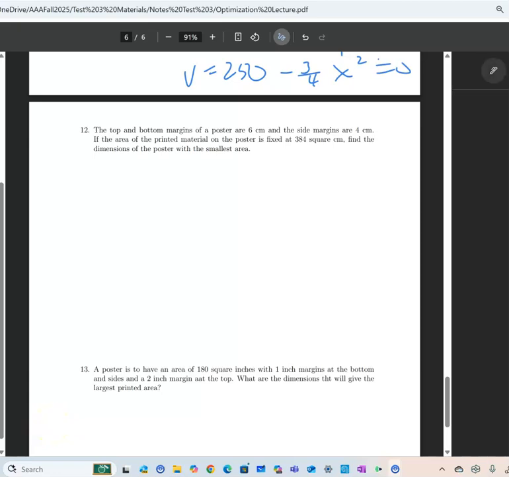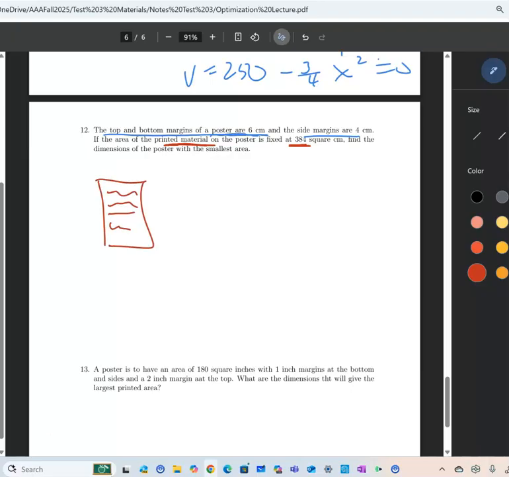Posters. So here, this is a problem about a poster that's supposed to have the bottom and top margins are 6 centimeters, side margins are 4 centimeters, okay? And they're telling me that the printed material is 384. So that means the stuff in the middle, like this, that's 384.